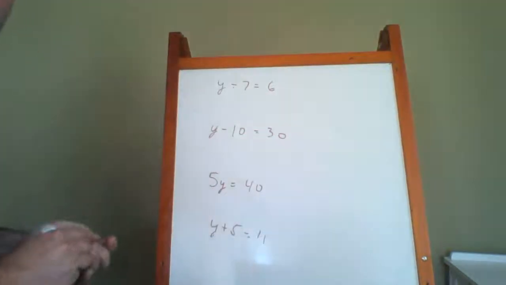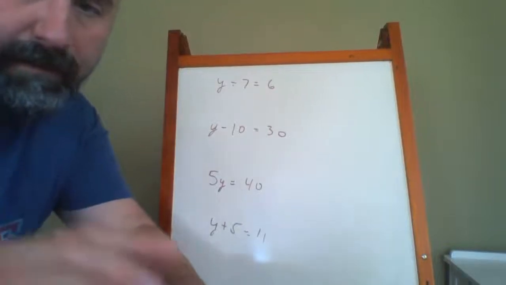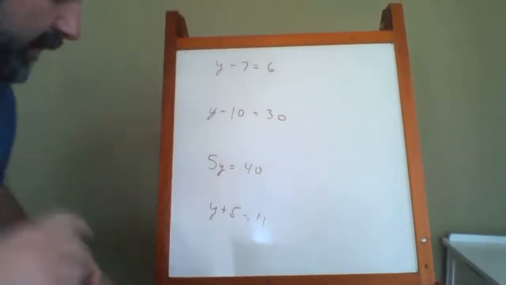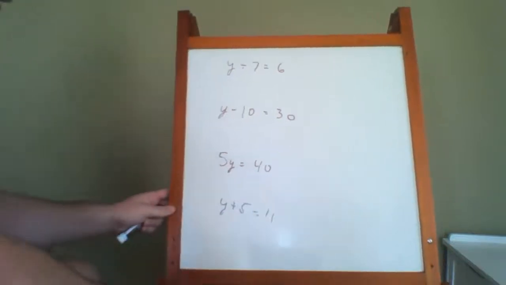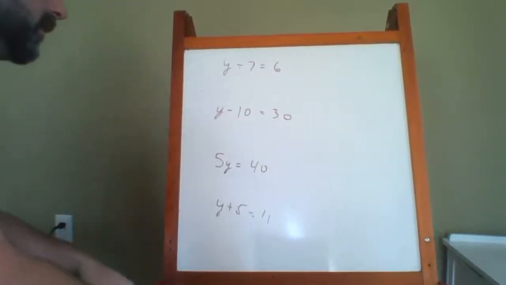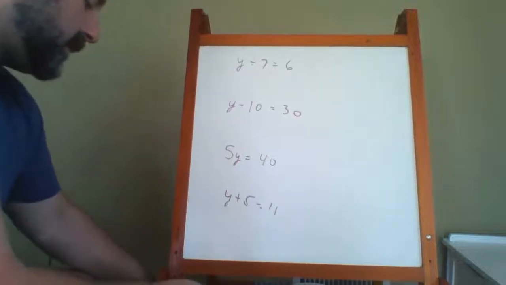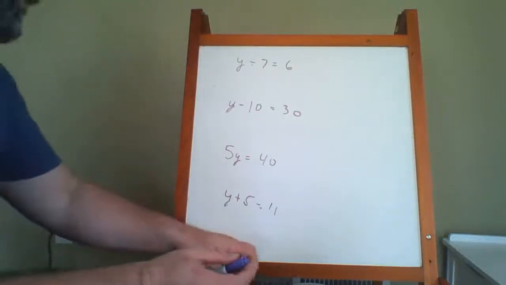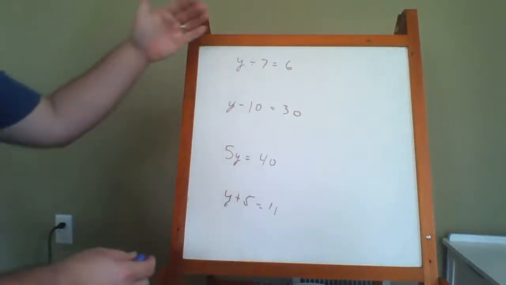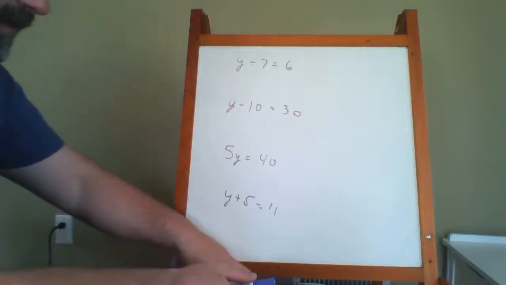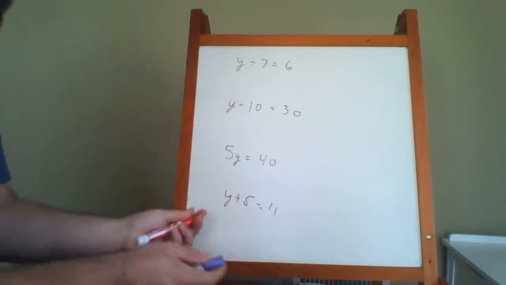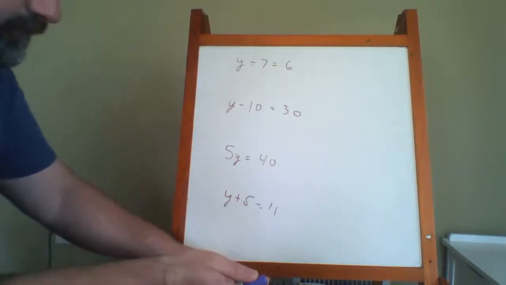All right, I'm going to make sure that you get a good view here. So I'll read these back to you. Y divided by 7 equals 6. The next one, y minus 10 equals 30. 5y equals 40. And y plus 5 equals 11. Please solve by doing the opposite and getting the variable by itself to find the answer, and then go back in and check. So please go ahead right now, solve all 4, then come back and we'll go over them.